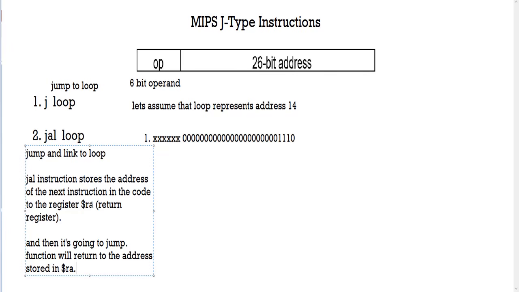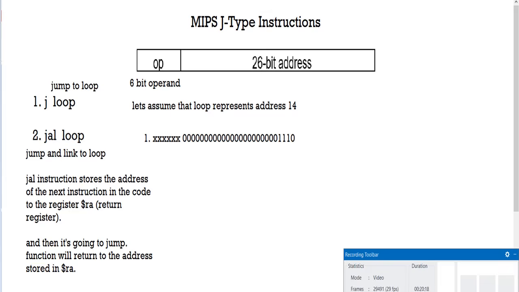So that's the only difference between J and JAL, and you can represent it in the same way as I've just shown. If we assume that the loop is 14 here too, the only difference will be the operand here. Alright, so this was our third type of MIPS instruction, and thank you all for listening. And we stop here.